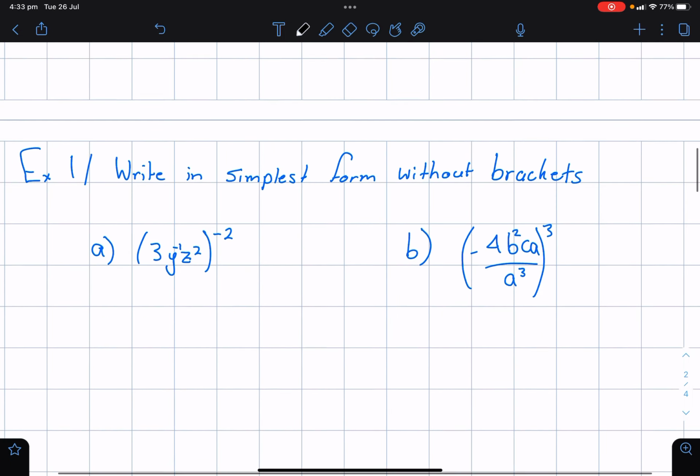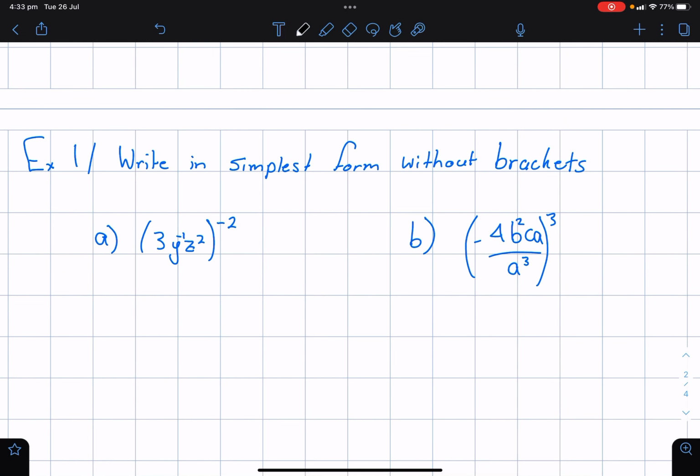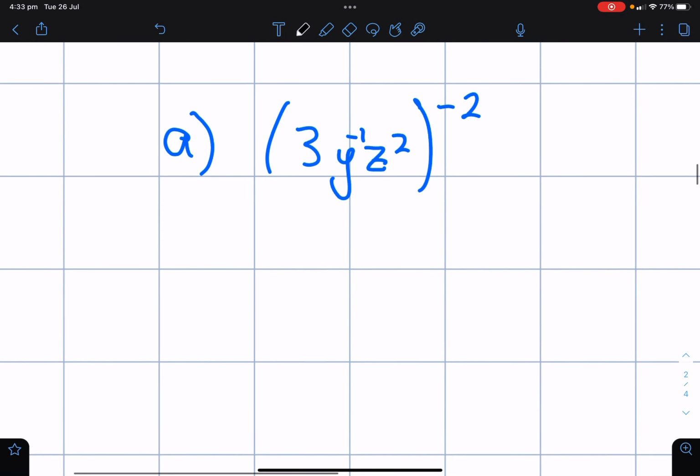All right, so we've got a couple of examples to start with. Write in simplest form without brackets. So if we have a look at a to start with. Now, remember our distributive law, everything in the brackets must get hit by this power. And when we're putting powers to another power, we must multiply. So to start with, we've got 3, so to the power of negative 2. Remember, if there's no power written, then it's to the power of 1.